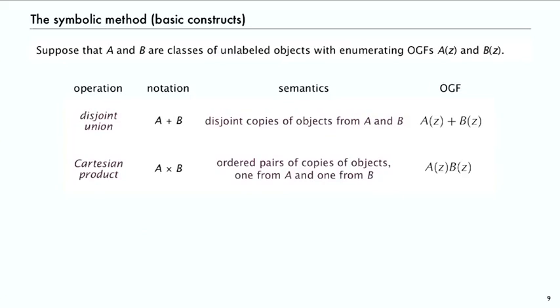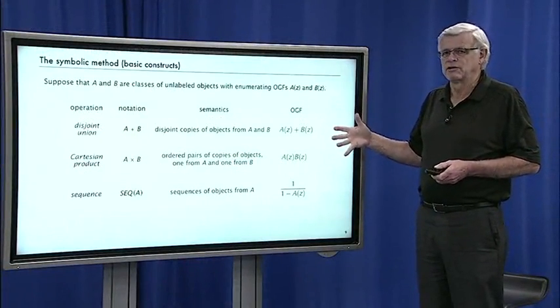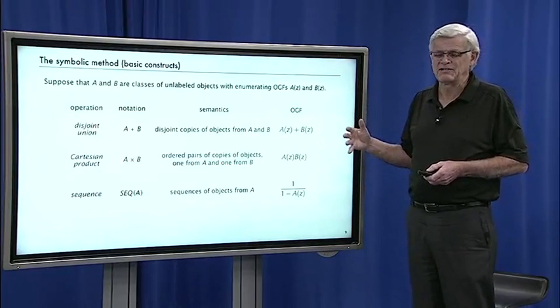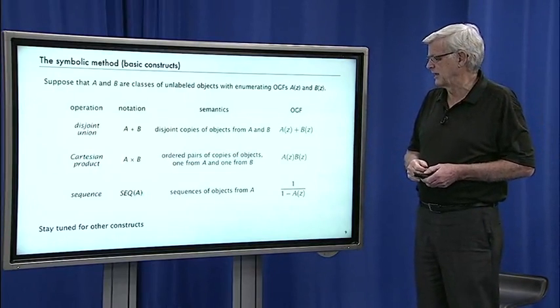And the proofs of these are easy, and we'll look at it in just a second. And then there's sequence, which is apply the product multiple times, taking either none or one or pairs or triples, any sequence of objects from a class. Then you get another class whose generating function is 1 over 1 minus A of z. With those basic constructions, we can describe quite a rich set of combinatorial classes. But we also have many other constructions, and we'll look at some today.